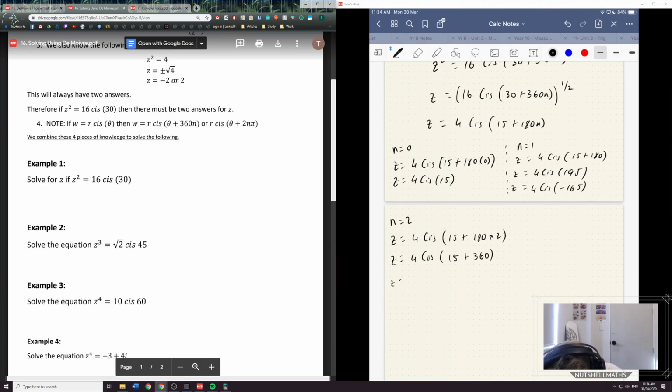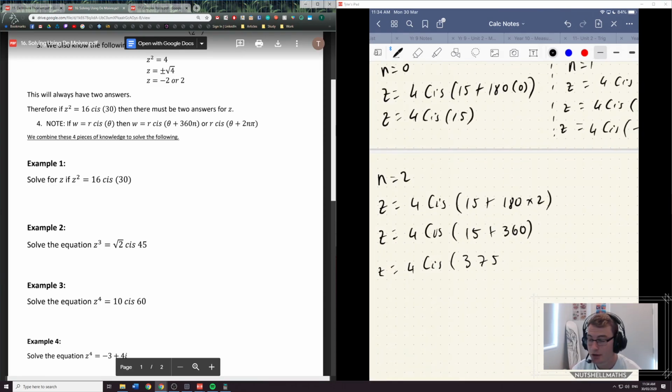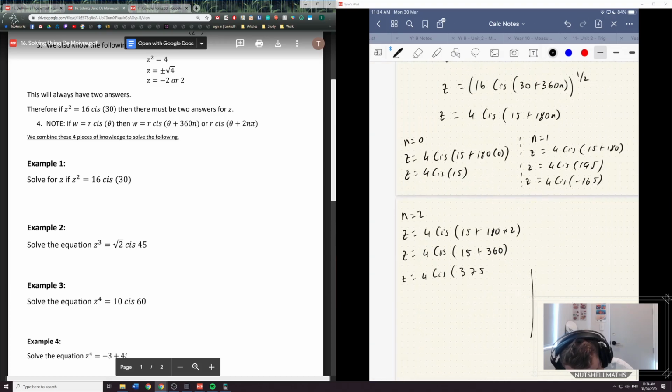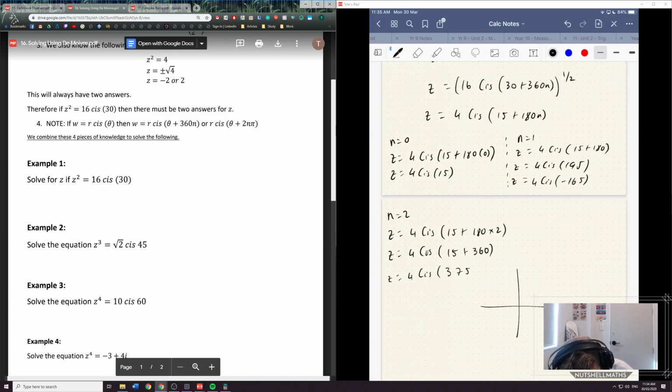Okay. z equals 4 cis 375. But you could also think about it, look, we've got 15 plus one whole loop anyway, which is just going to become positive 15 again. Let's draw the diagram over here. 15 plus 360, or sorry, 15, we've done 15, and from here we do a 360 and we end up here.